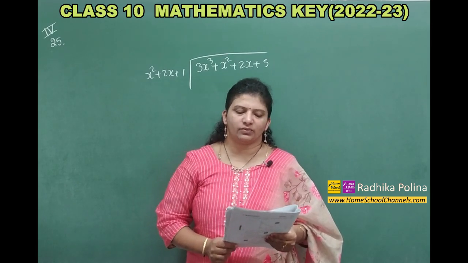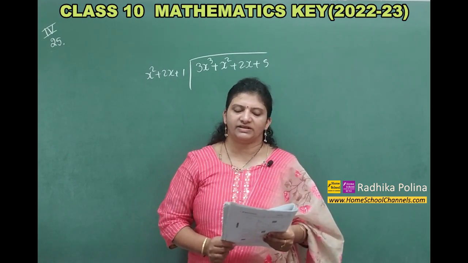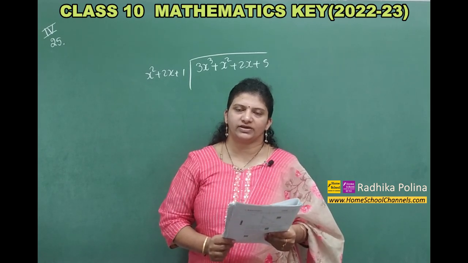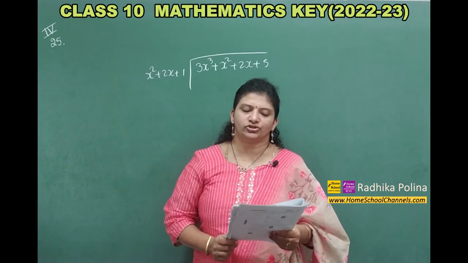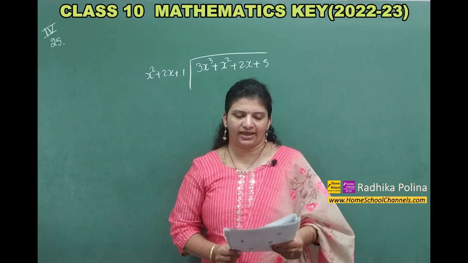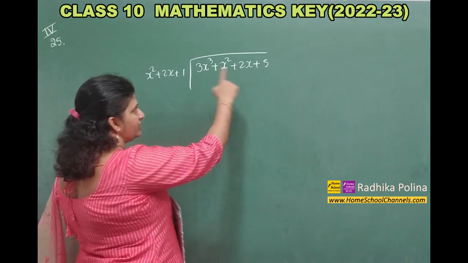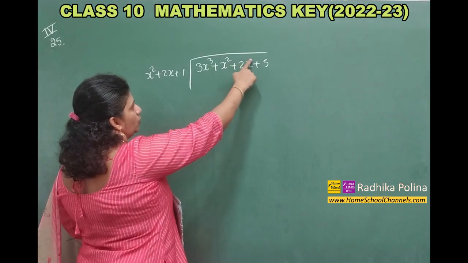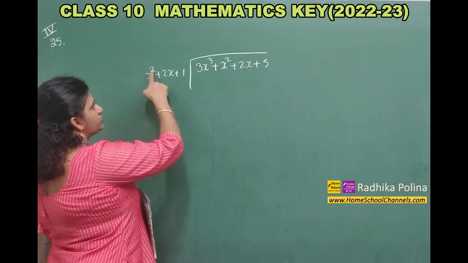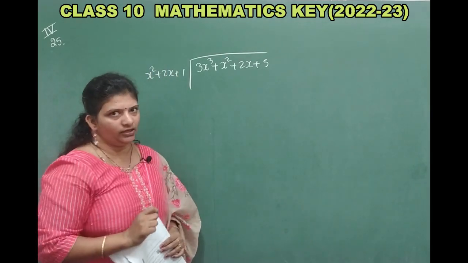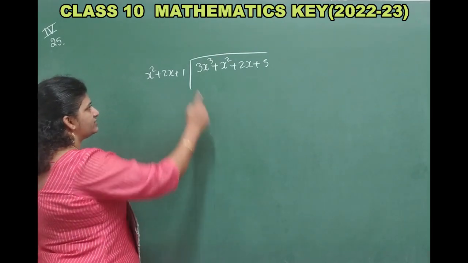25th problem. Divide P of x is equal to 3x cube plus x square plus 2x plus 5 by g of x is equal to x square plus 2x plus 1, and find the quotient of x and remainder of x. So let us divide the polynomials. See the order first: 3, 2, 1, 0. Here also 2, 1, 0. Yes, all the powers are in order.